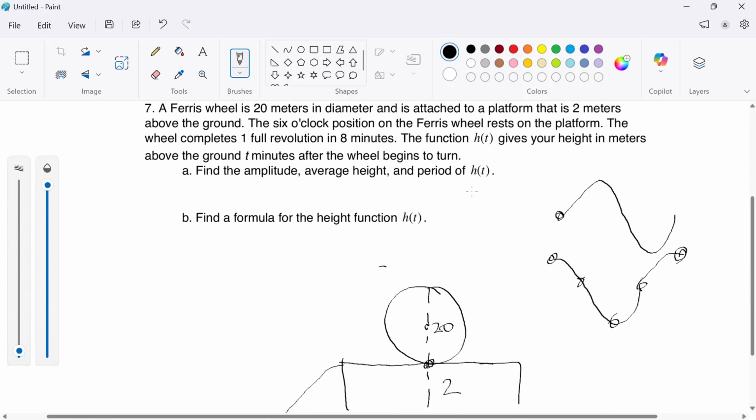So it's going to start low, go medium, high, medium, low. That's going to be cosine flipped. Start low, medium, high, medium, low. So that's going to be cosine.